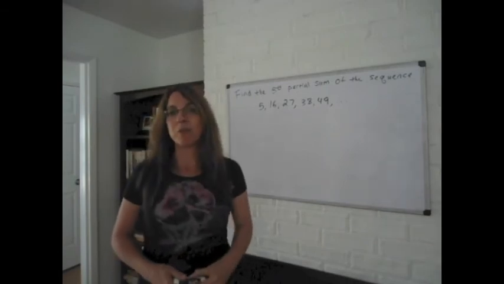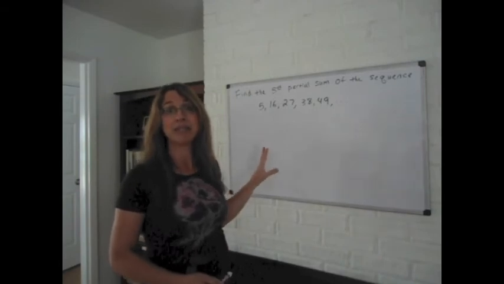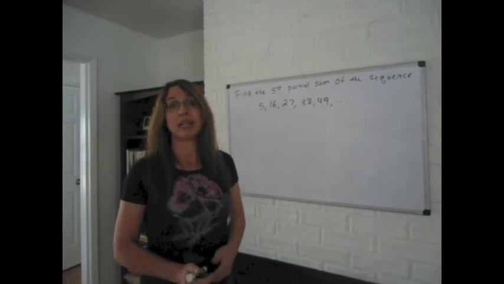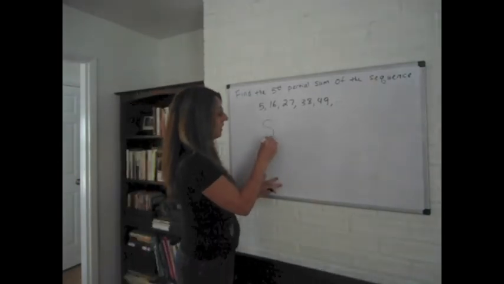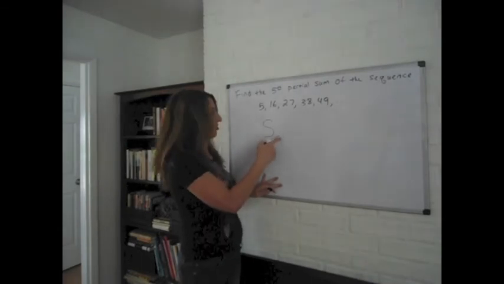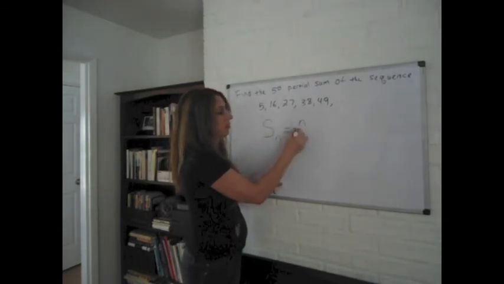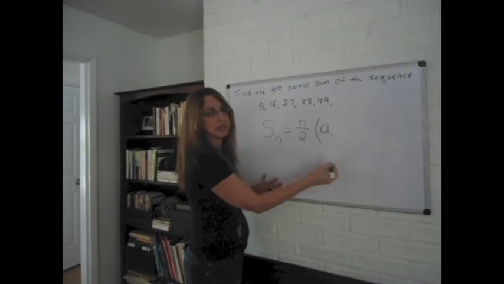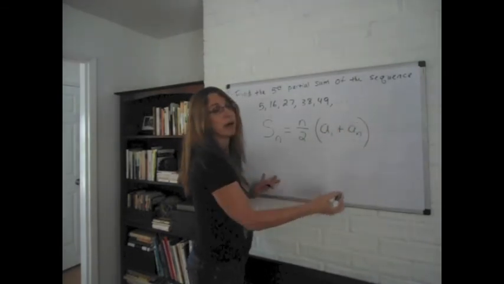So the great news is that once you identify that you have an arithmetic sequence, it comes with its very own partial sum formula. And that partial sum formula is given by this. S sub n, which says we're taking the sum of a certain amount of terms, is equal to whatever the amount of terms is, divided by 2, times the quantity of the first term in the sequence plus the last term that we want to add.